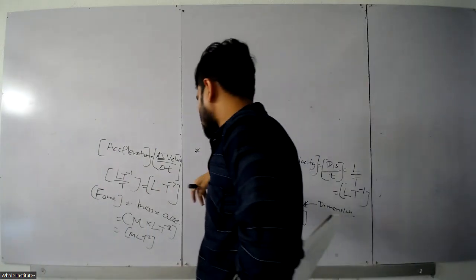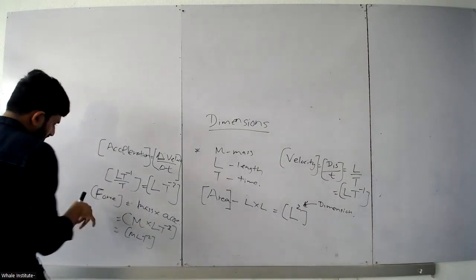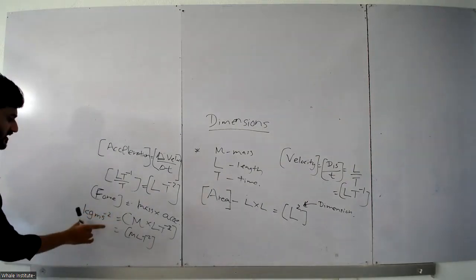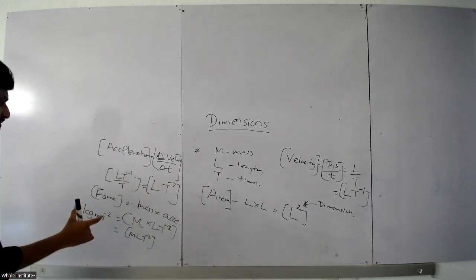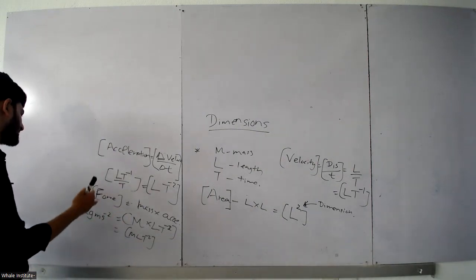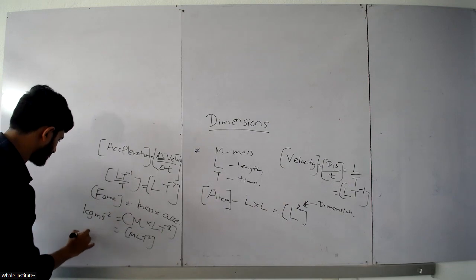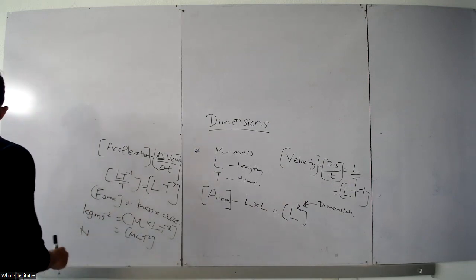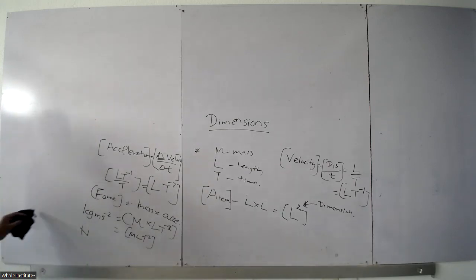So basically, force can be denoted using the base units kg m s minus 2. So you can use these units to get the dimension too. kg is the mass, right? Then you can get the symbol of mass.